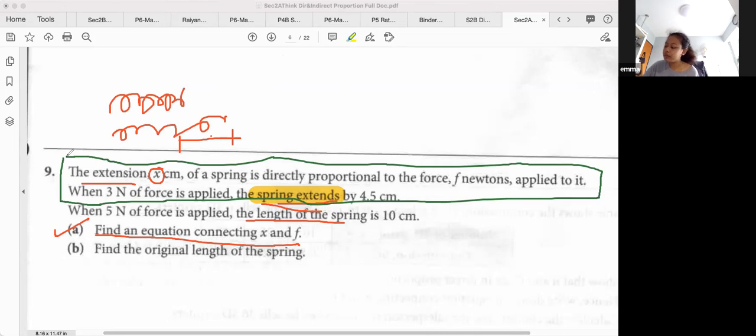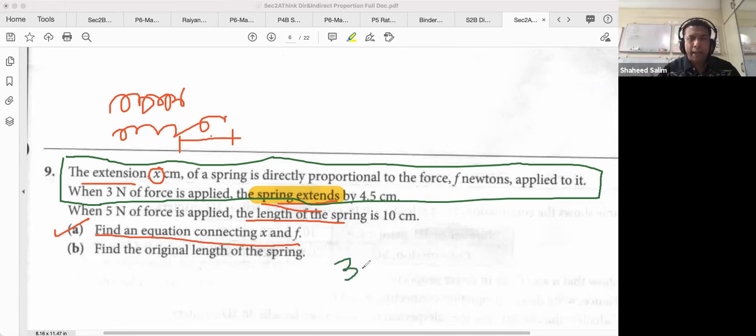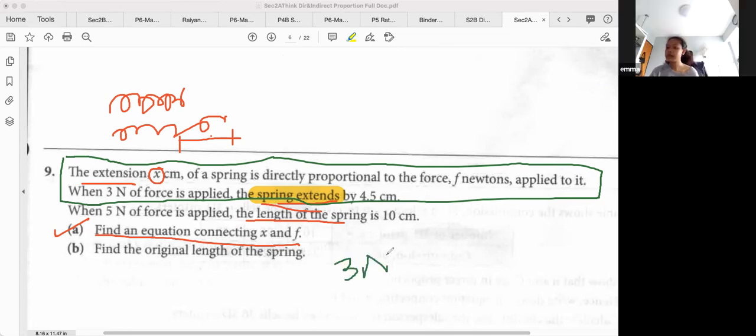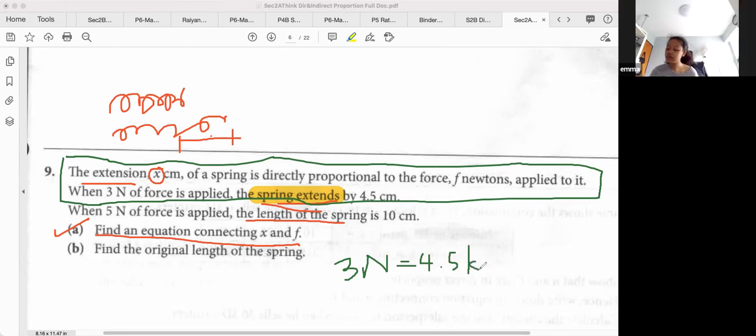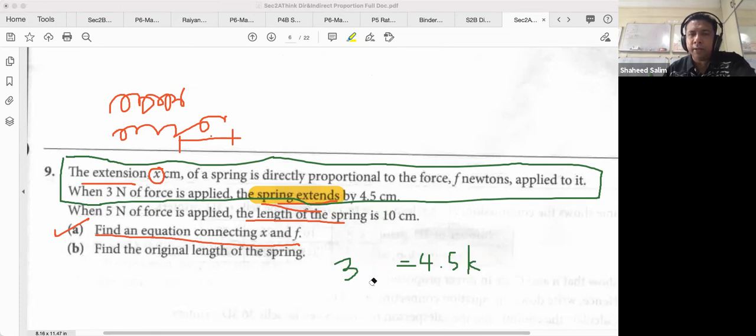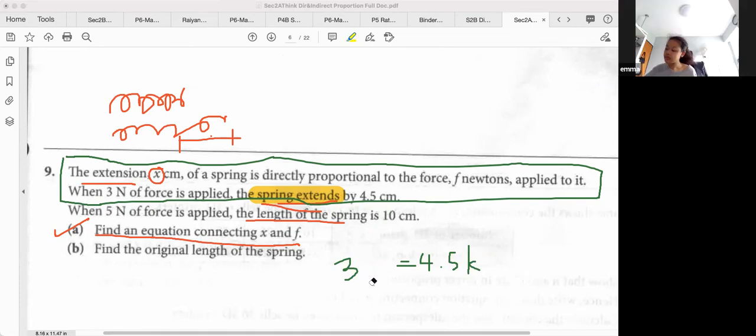3N equals 4.5K. Okay. So we remove the N, okay? We remove the N. All right. Good. Can you find what's K? You are getting it.